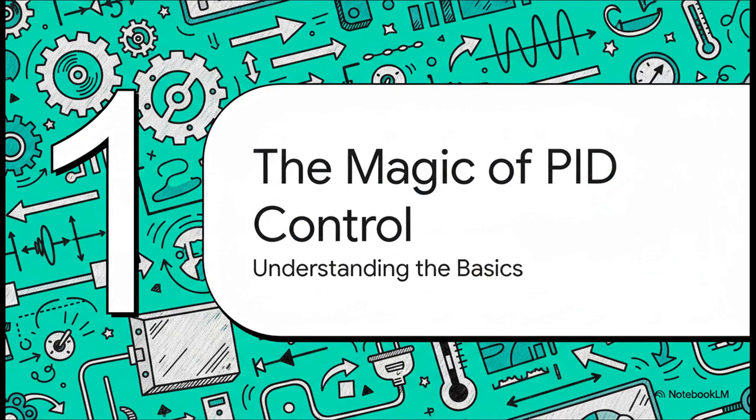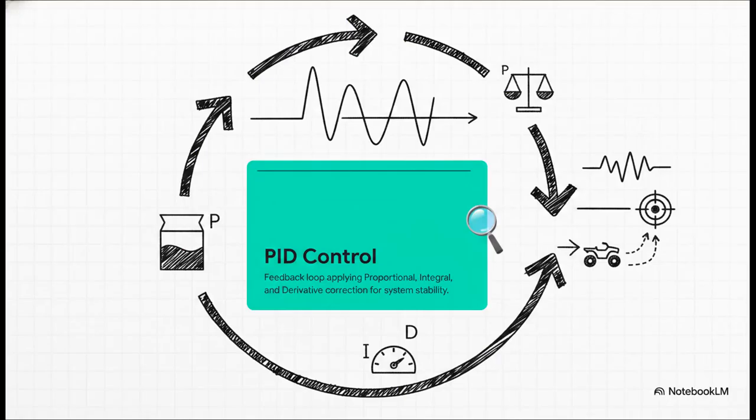All right, Section 1, the magic of PID control. Let's understand the absolute basics. So what is PID anyway? Well, at its core, PID control is simply a continuous feedback loop. It looks at exactly where you are, compares it to where you want to be, calculates the difference, which, by the way, we call the error, and then it applies a correction.